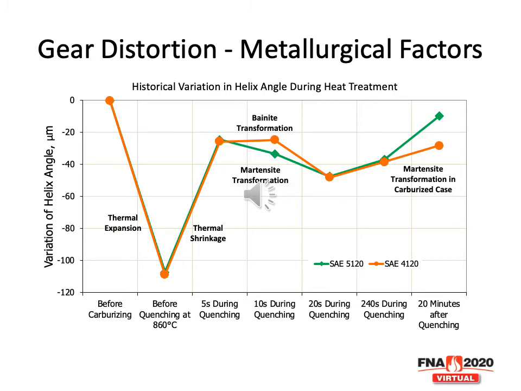And you can actually literally see the phase transformation between the teeth, the helix angle varying back and forth in the stress reversal. And then finally we see the 5120 with a smaller variation of helix angle than the 4120. And this difference is just due to the alloying content and the formation of the different structures, bainite and martensite, within the steels.